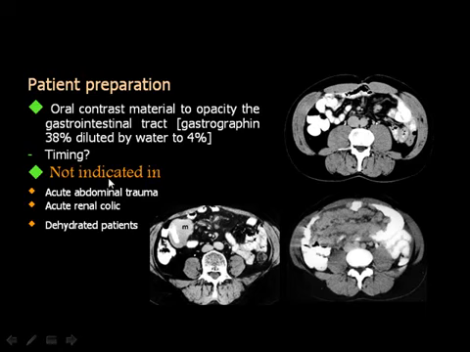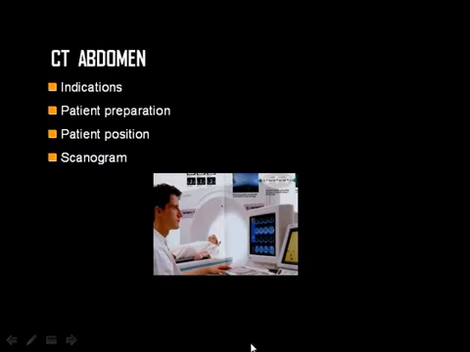We do not usually give gastrografin in patients with acute abdominal trauma because hemorrhage inside the abdomen is white. Also, gastrografin is white, and we may get some overlap. In cases of acute renal colic, there may be calculi. The calculi are radio-opaque. Gastrografin is radio-opaque, and we may get overlap of the shadows. Gastrografin is also of high osmolarity, and it may produce some dehydration in patients, and in dehydrated patients we do not usually give gastrografin either.